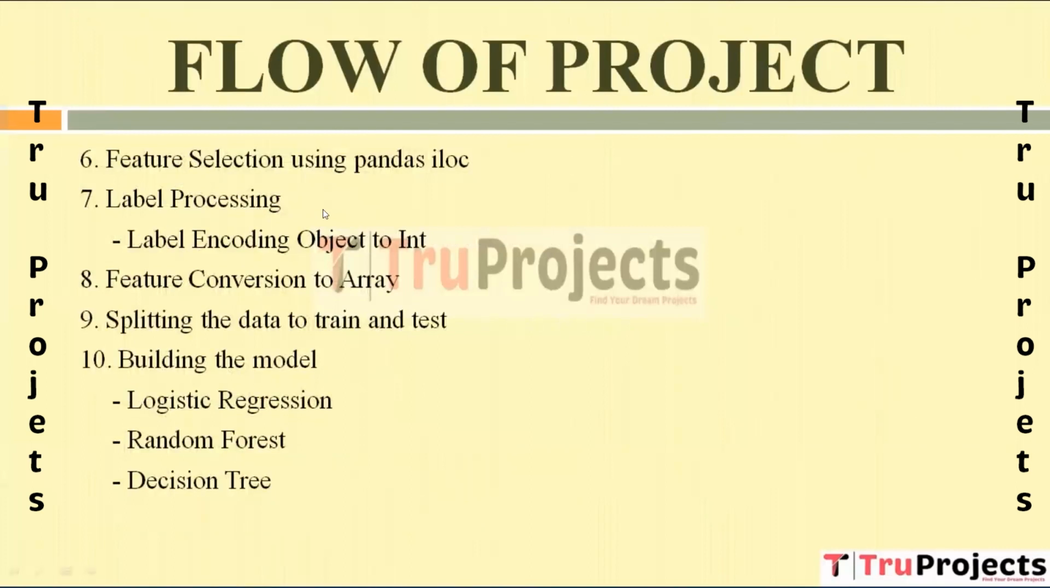Next here we have label processing. Label encoding, object to int. This step involves converting categorical labels, for example text labels, into numerical format using label encoding. This is often necessary for machine learning algorithms that require numerical inputs. Next here we have feature conversion to array. The features selected for analysis are converted into an array format suitable for feeding into machine learning models.